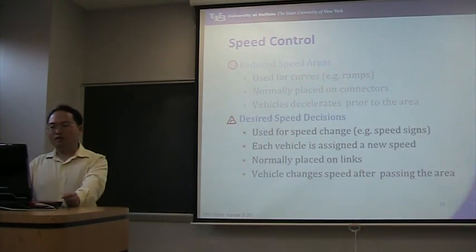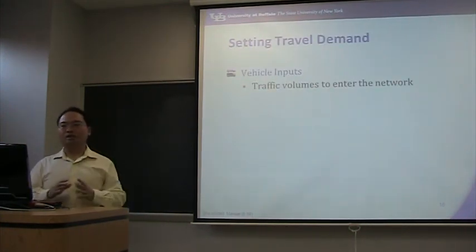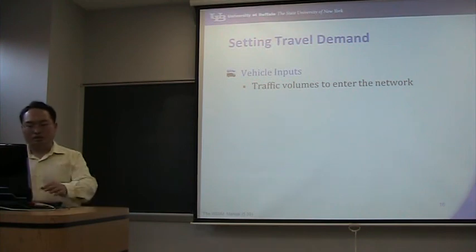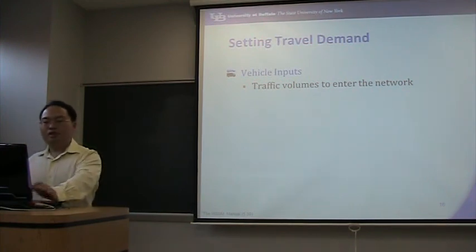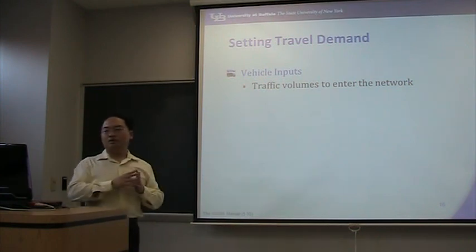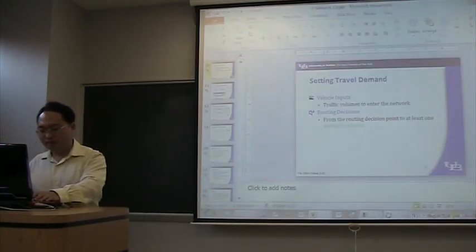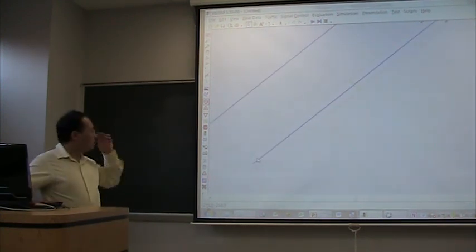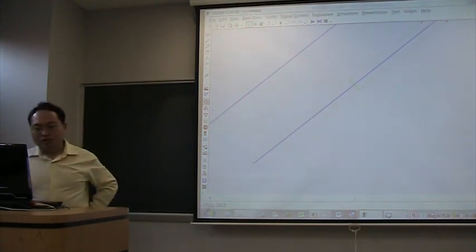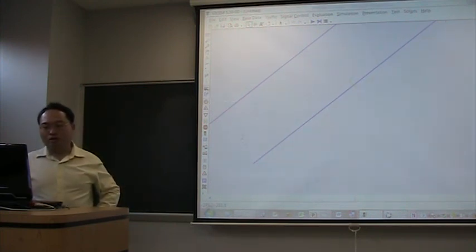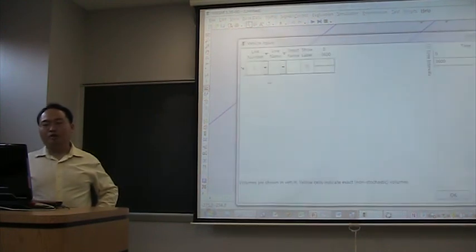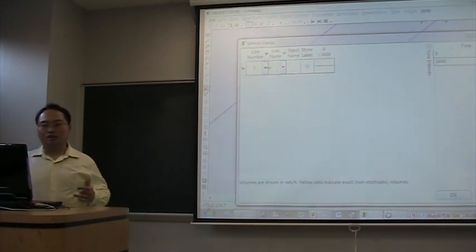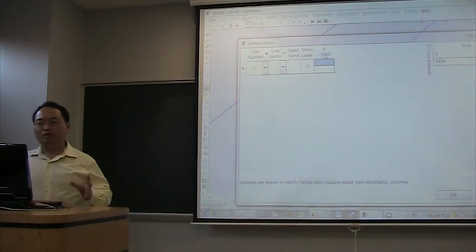The next task is to set our travel demand, like put some vehicles to it. Vehicle inputs represent the traffic volume that enters this network. So, for example, I want to generate some vehicles into this link. Then I select this button, vehicle input. Then left click this link and right click. Then I will be able to see this dialog. I just want to put a number of vehicles between this time period here.